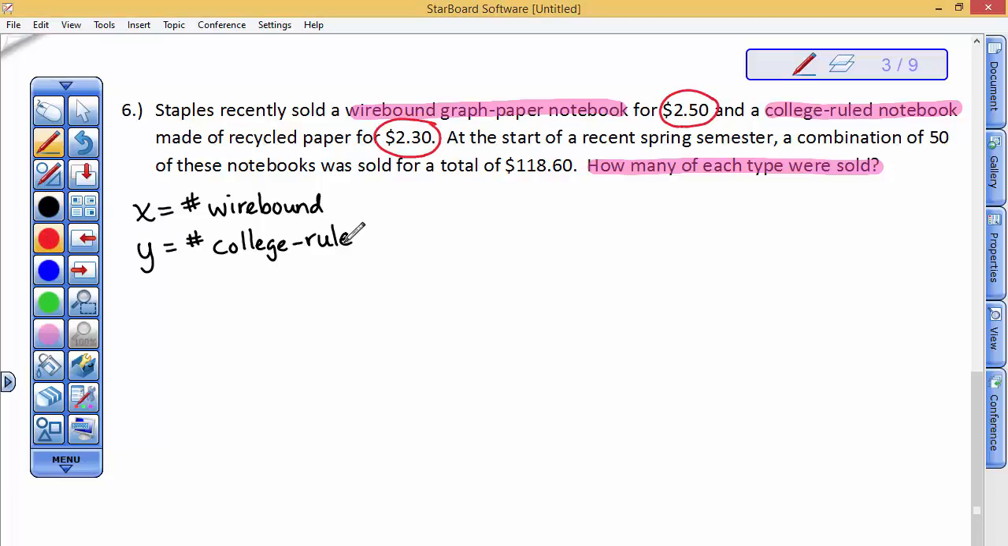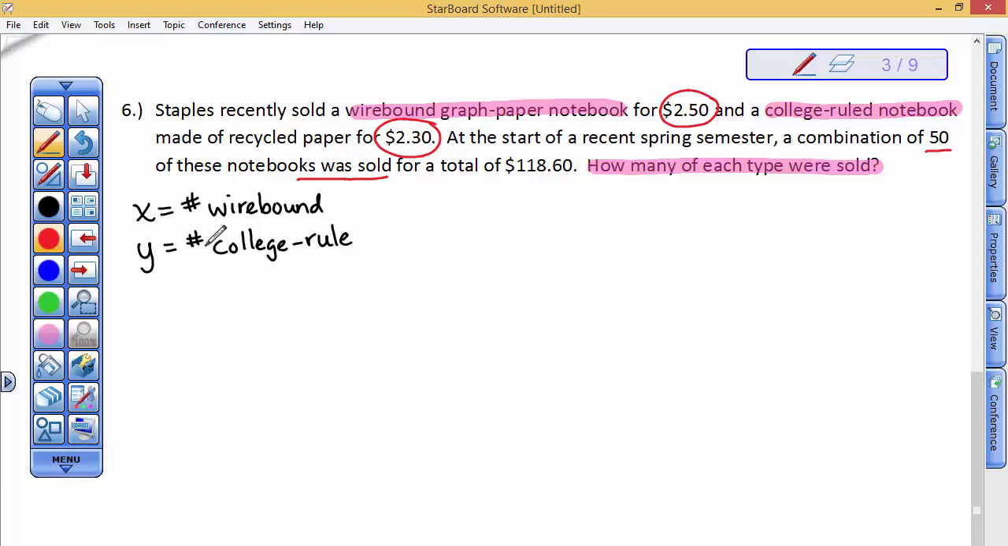And it tells us at the start of a recent semester, 50 of these notebooks were sold. Here, the question is, how many of these notebooks were sold? And 50 of them were sold. So maybe 10 of this one and 40 of this one. Maybe 20 of this one and 30 of this one.